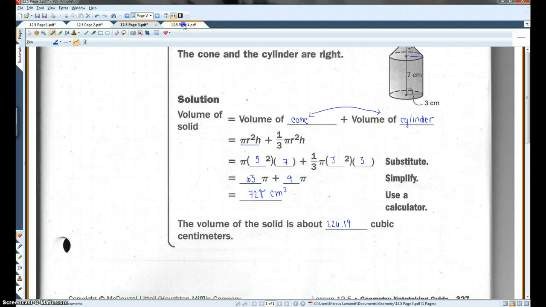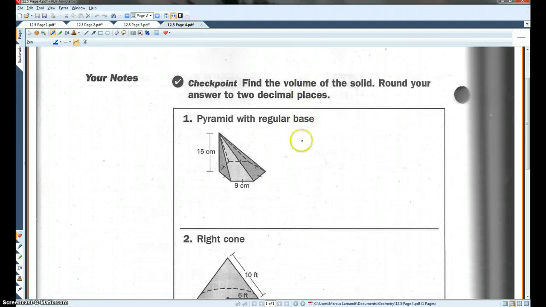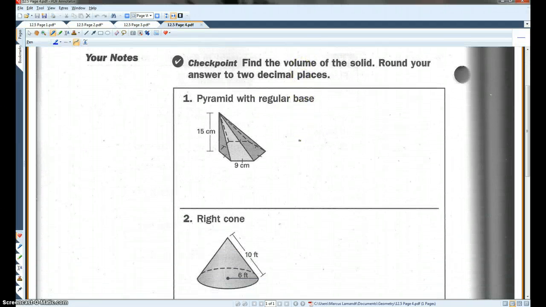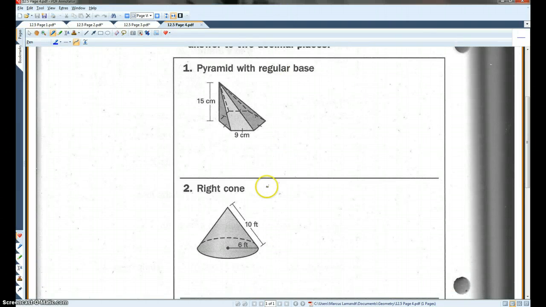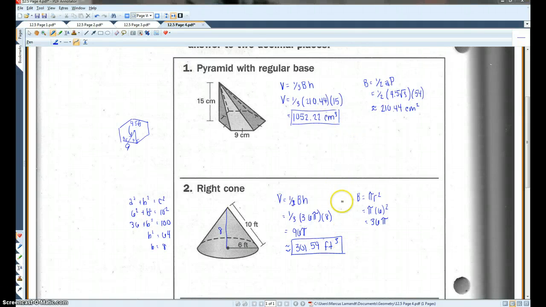Okay, last page. Checkpoint. Find the volume of the solid. Round your answer to 2 decimal places. I want you guys to try the first two on your own. Go ahead and pause the video here, and once you think you have the answer, hit play. Alright, these are the answers you should have gotten for the first two. Go ahead and pause the video here if you need to look at the diagrams, look at the work.